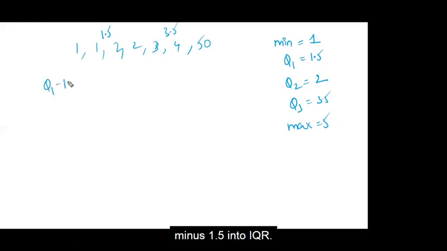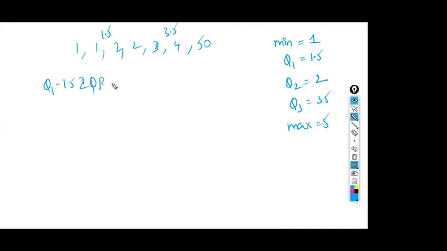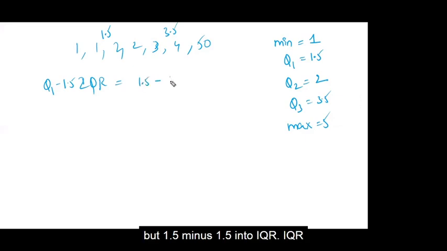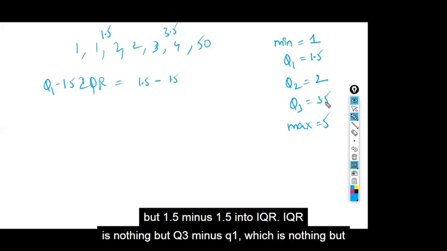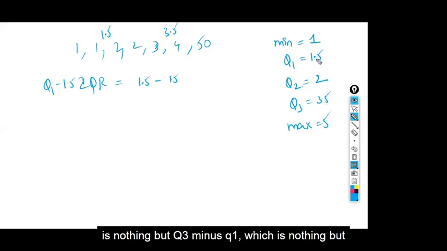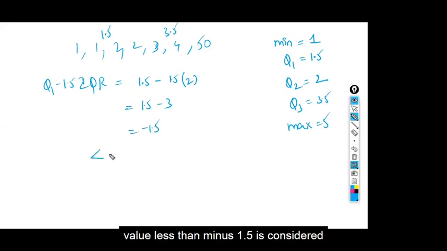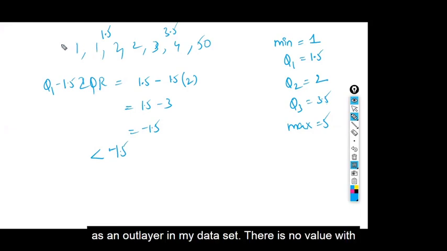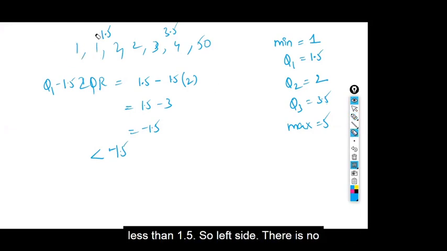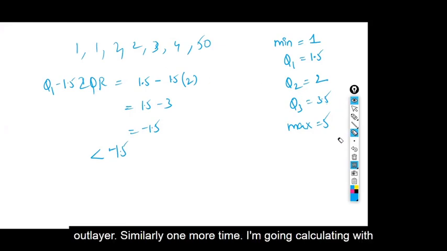Calculate Q1 minus 1.5 into IQR. Q1 is 1.5, minus 1.5 into IQR. IQR is Q3 minus Q1, which is 2. So 1.5 minus 3 is minus 1.5. Any value less than minus 1.5 is considered an outlier. In my data set, there is no such value, so on the left side there is no outlier.